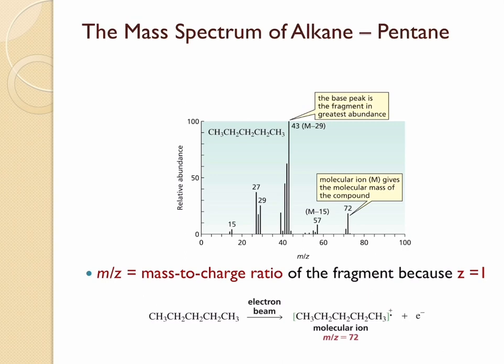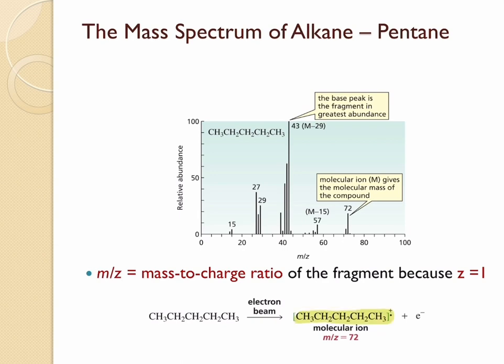The peak with the highest m/z value, in this case m/z equals 72, corresponds to the molecular ion, which is obtained when you dislodge an electron from the neutral molecule. Since we are not sure which bond is going to lose the electron, we generally represent the molecular ion within brackets, also writing down the positive charge and the unpaired electron on the side of the molecular ion.